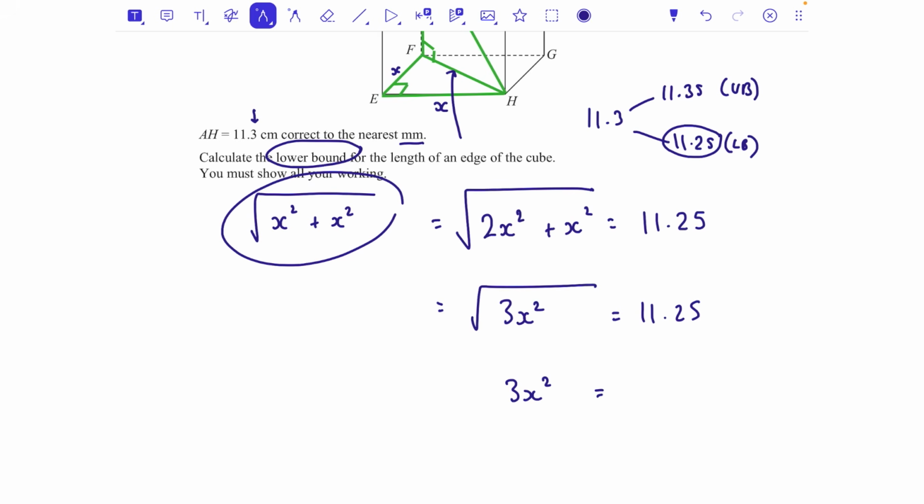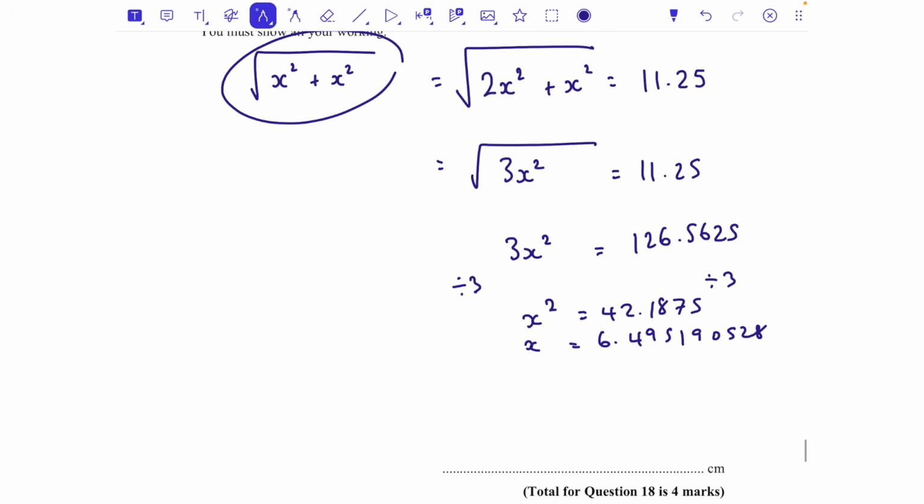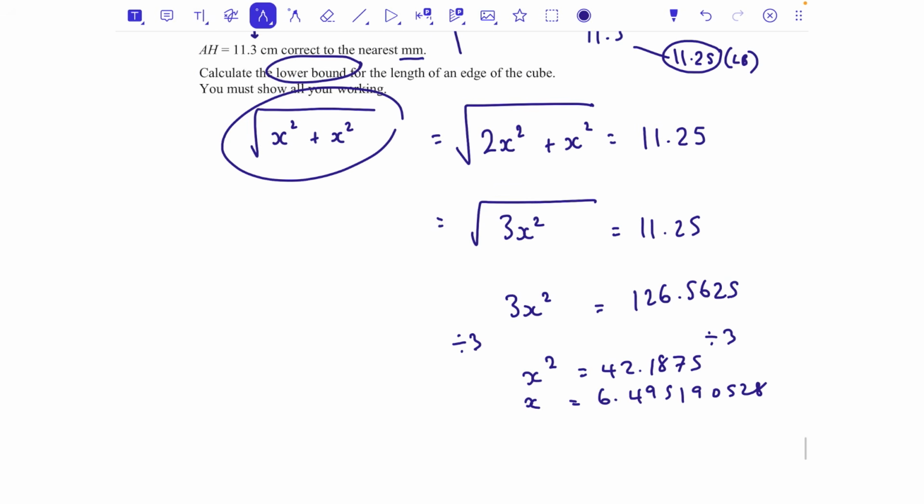Oh, turn my calculator off, try again. 11.25 squared is 126.5625. Divide that by 3. And that is x squared equals 42.1875, and then square root your answer. So that is going to be x equals 6.49519058. Now I'm not going to round that because we are trying to give the lowest it could be.